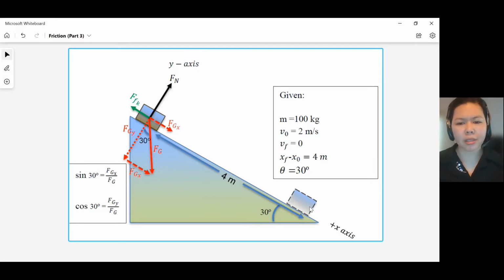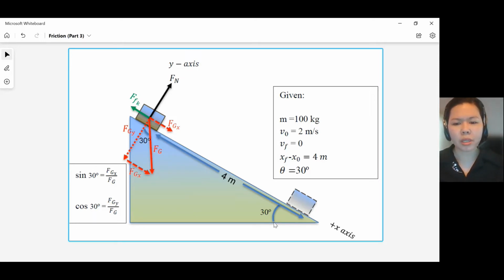So we make our x-axis along the incline, with plus x going down the incline, and opposite that is negative x. Up the incline is negative x. Our plus y is perpendicular to the incline, and minus y is opposite that one. Fg does not lie along the x-axis or y-axis. Thus, we need to get its components, Fgx and Fgy.